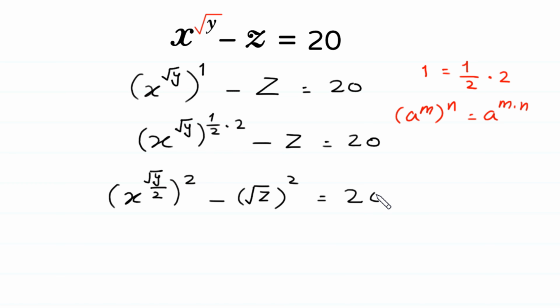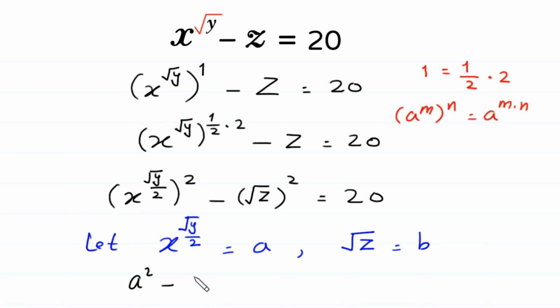is equal to 20. Next, we suppose that x to the power square root of y over 2 is equal to a and square root of z is equal to b, and we substitute these values a and b in this equation. Then this equation becomes a square minus b square is equal to 20.